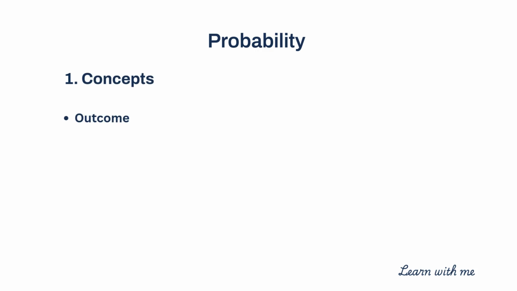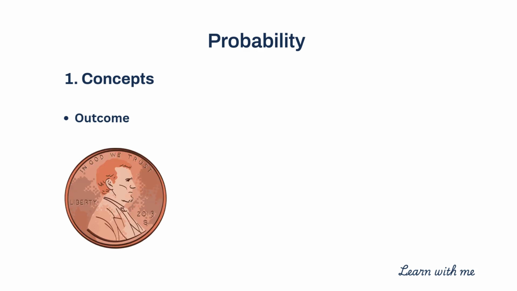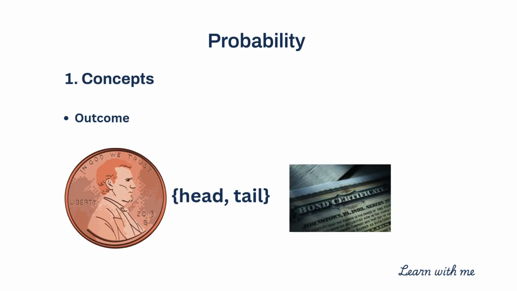First, outcome. An outcome is the result of a single trial of an experiment in probability. For example, if I flip a coin once, there are two possible outcomes, heads or tails. Or in the case of a loan or a bond, there are two possible outcomes, either default or no default.